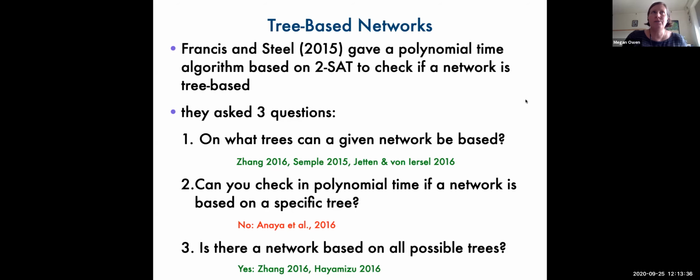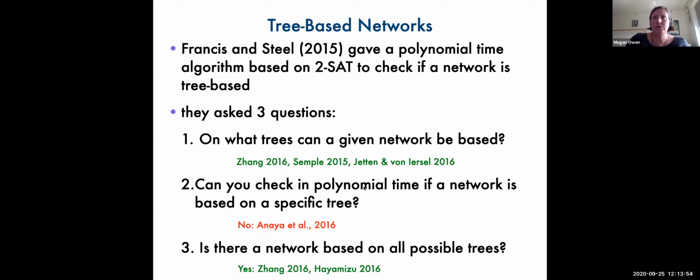So they asked 3 questions in this paper in 2015. They asked, on what trees can a given network be based? So not just, because their algorithm just says yes or no, it's based on some tree. And that was answered.